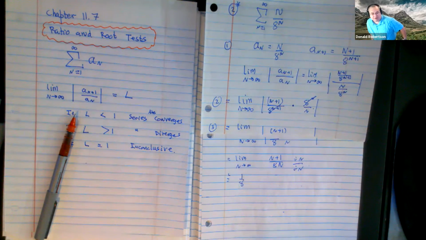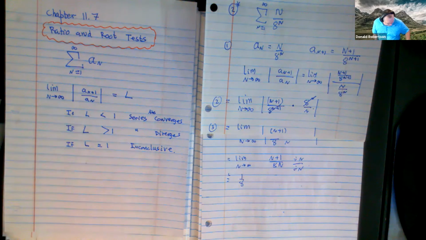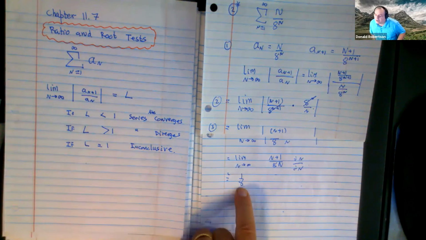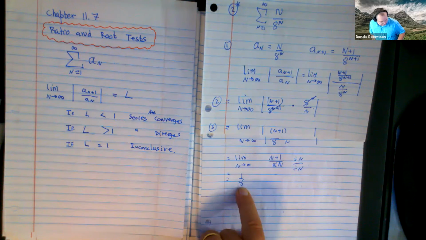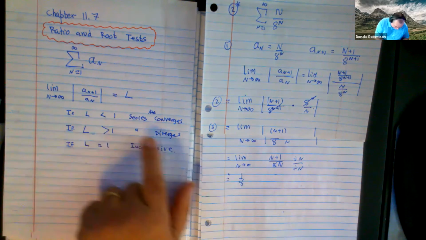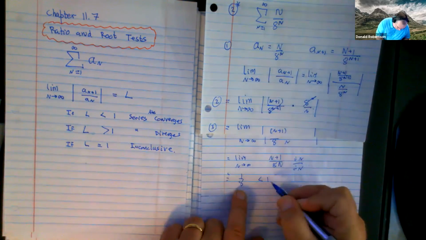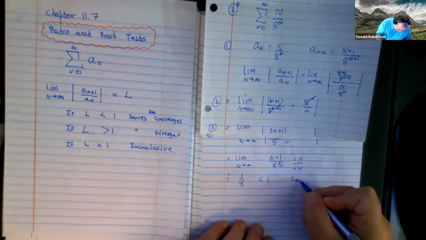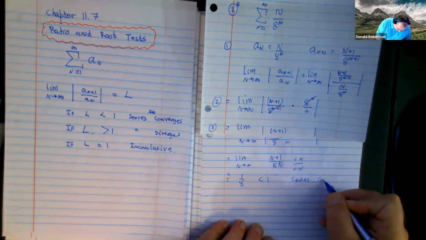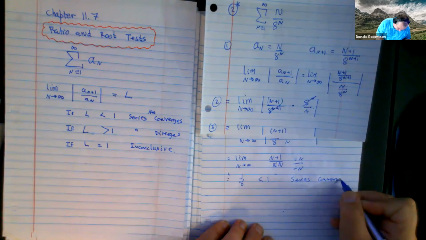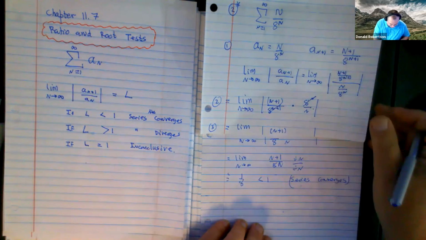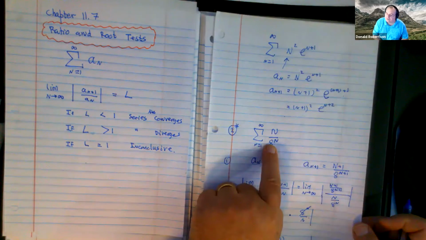You got an 8th. And back to our test then. This guy is actually who L is, right? The limit. Is this guy less than 1? Yes. Conclusion. Series converges. So that guy converges.